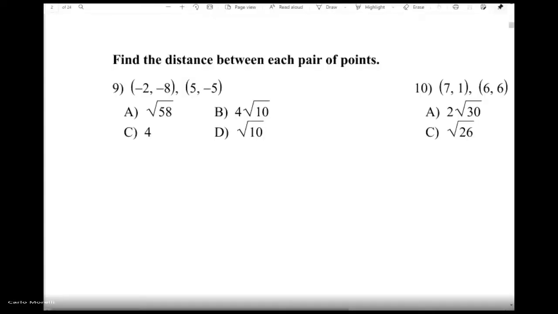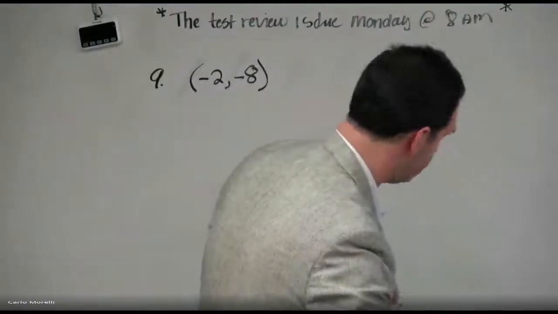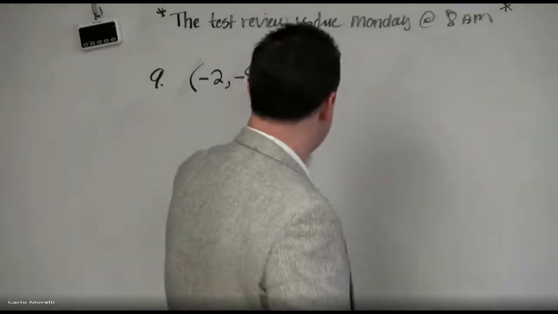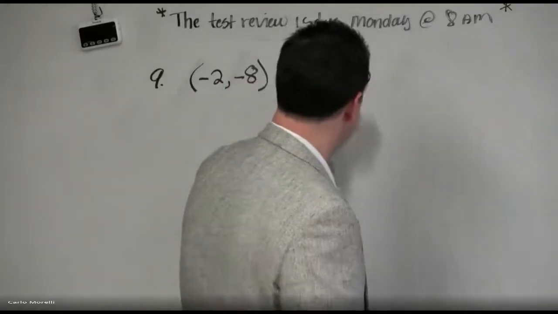Finally, something new, something fun, something we just learned yesterday. Distance formula. Just 2 more. Okay. So for number 9, we need to write down these coordinates, negative 2, comma, negative 8, and 5, comma, negative 5.